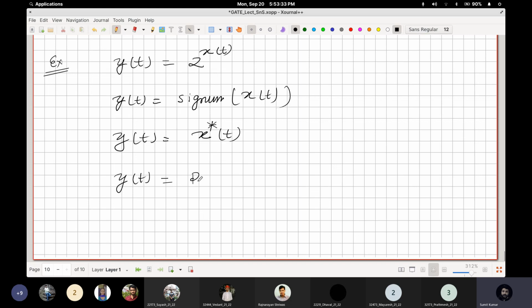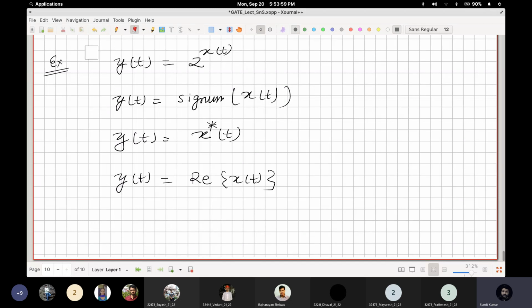yt is equal to real of xt, yt is equal to, let me just write this, median. Okay, forget the median, anyway.